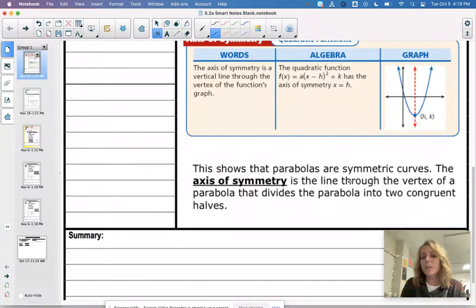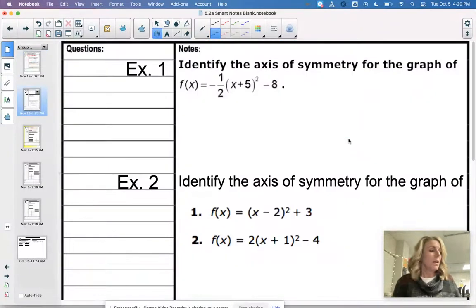This shows that parabolas are symmetric curves. The axis of symmetry is the line through the vertex of a parabola that divides the parabola into two congruent halves. So example 1 says identify the axis of symmetry for the graph of, and there's the function.